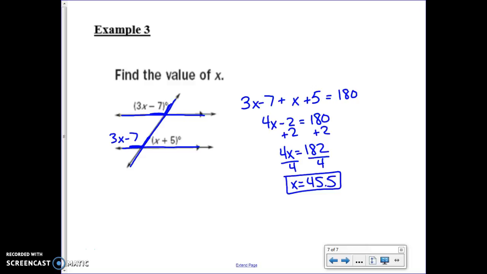Okay, don't forget if you didn't do those 7 missing angle pairs to go back and do those.